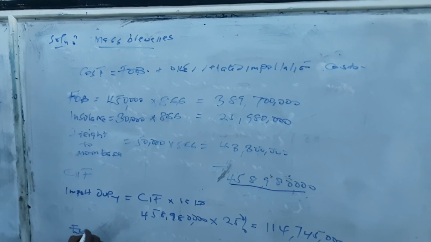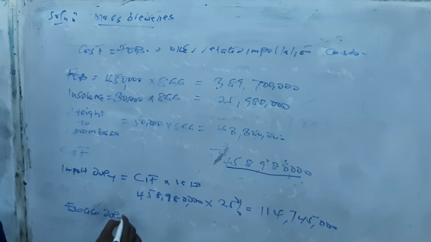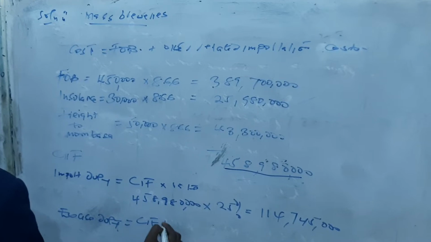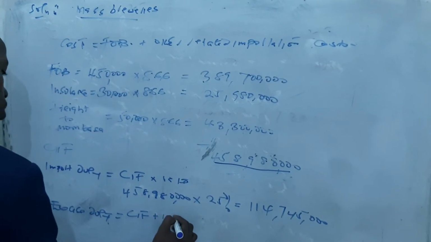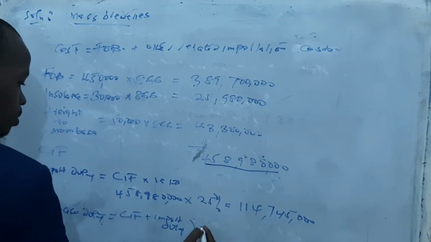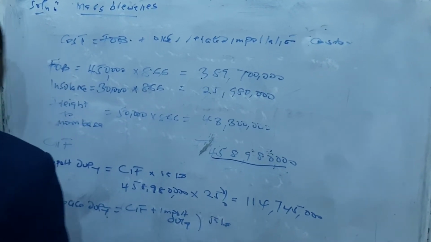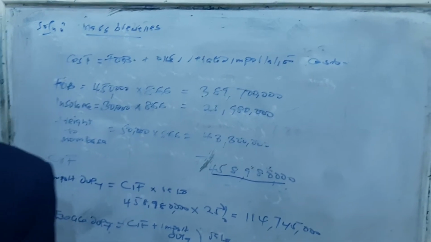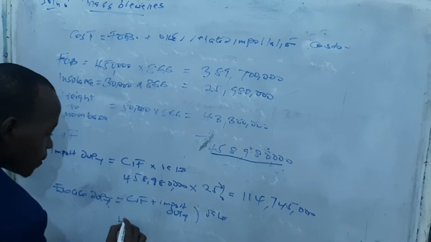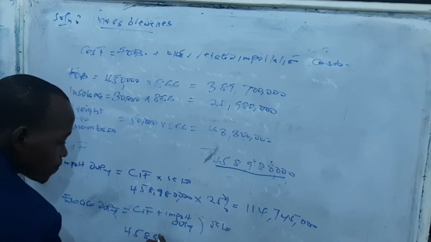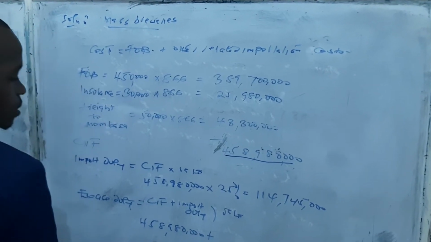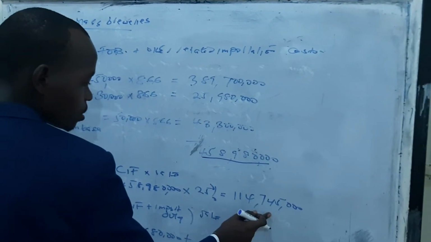We have the excise duty. The excise duty here, we have the CIF plus the import duty times the rate, and you are given the rate of 7%. So therefore, the CIF here we have is this one, plus the import duty. It is 100 million.